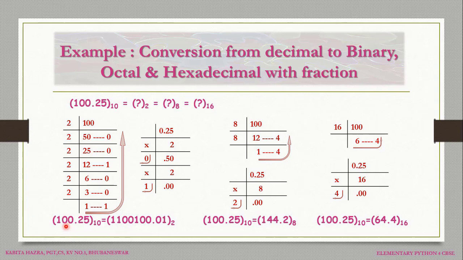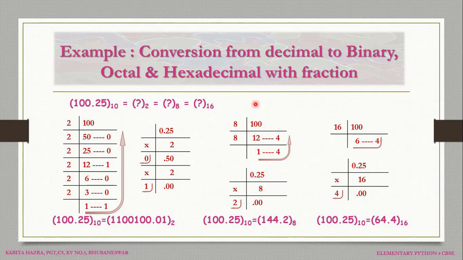equivalent of 100. To convert the fractional part, we multiply it by 2 and write down the carry in the order in which they are obtained. So on multiplying 0.25, we get 0.50, that is no carry, so carry is 0. Again we multiply. Now we get 1.00. So fractional part becomes 0. No further multiplication is required and the carry is 1. So 100.25 in decimal is 1100100.01 in binary. Similarly, to convert it to octal, we divide 100 by 8 and multiply 0.25 by 8.